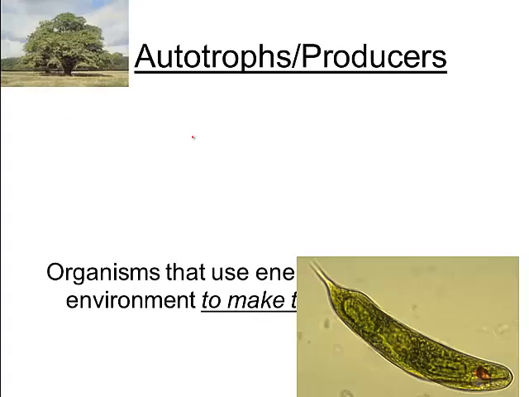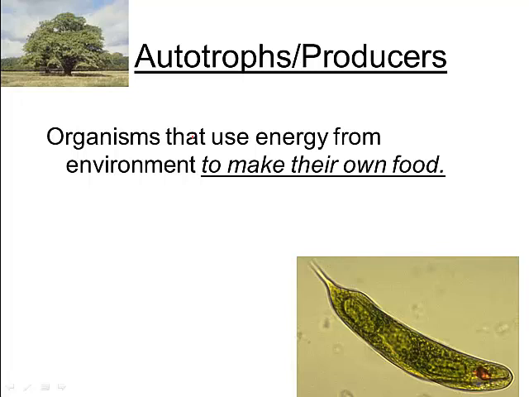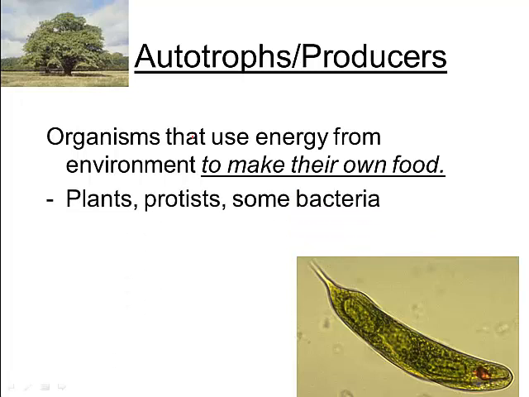So it is our autotrophs or our producers that are able to use energy from their environment to make their own food. That is what an autotroph or a producer is. So organisms that can do this include plants and protists like algae. This is an algae. And there are also some bacteria that can make their own food. Most autotrophs do this by doing the process of photosynthesis, where they're going to use the energy from the sun to create food. Others are going to use chemicals to do the same thing.